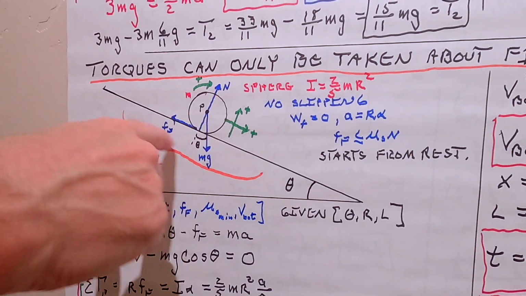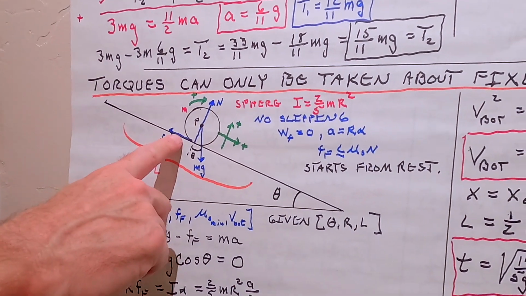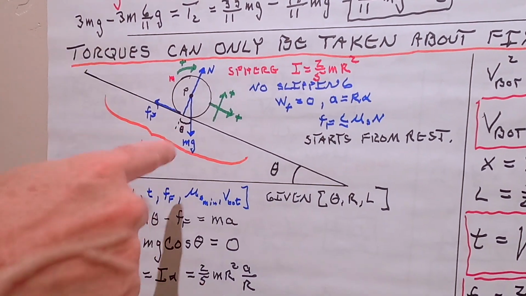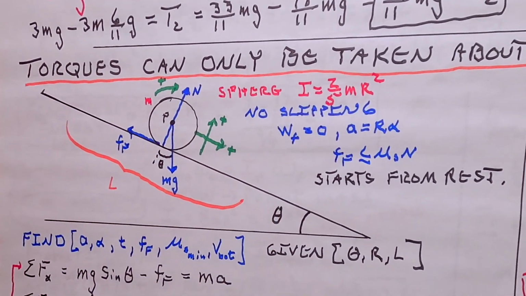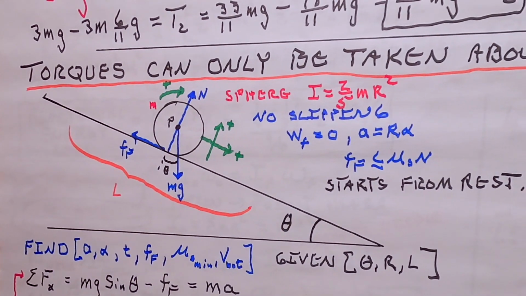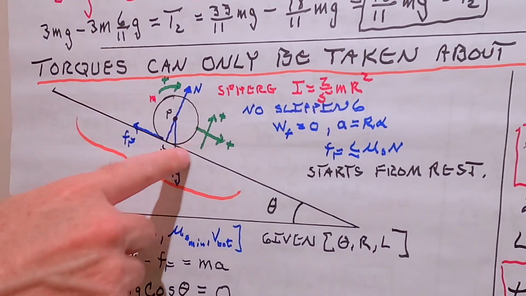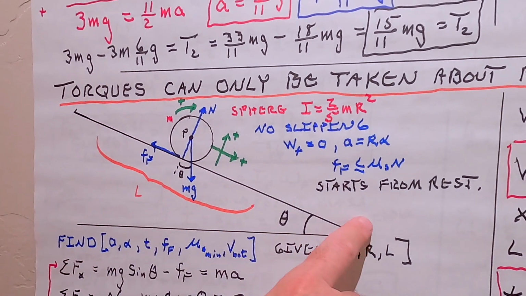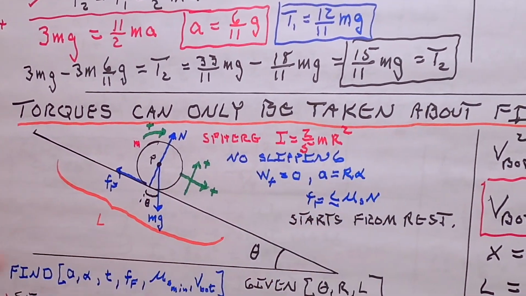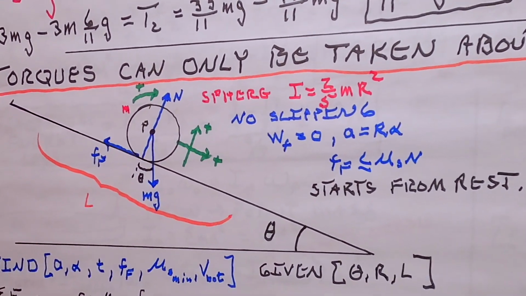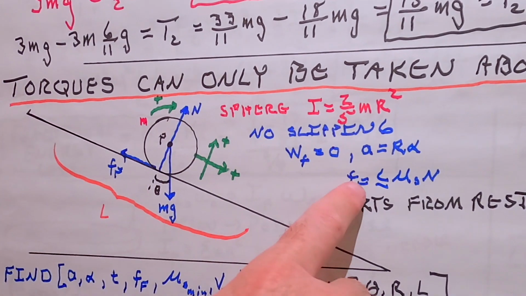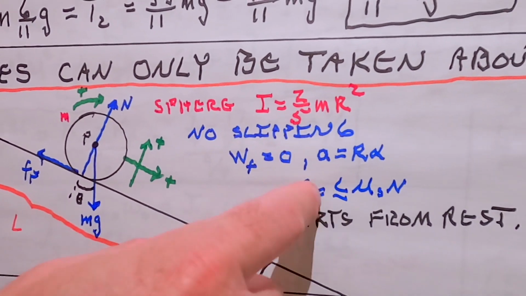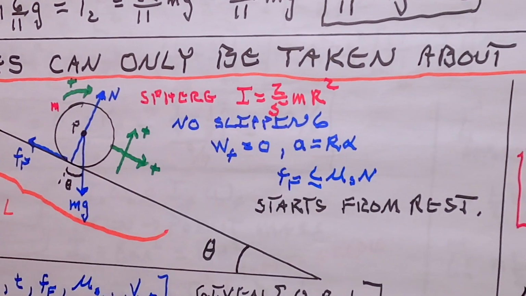Since it's not slipping, there is friction, but the work due to friction is 0 because it's not slipping. Remember, work due to friction is the friction times the distance it slid. Since it doesn't slide, we can say the acceleration of the rim is the same as the acceleration of the center of mass, which is r alpha. And this is static friction, so friction is less than or equal to mu Sn, but we just have an inequality in there.